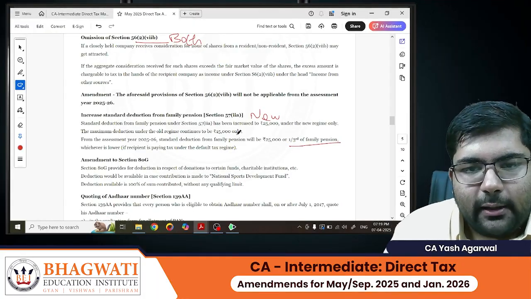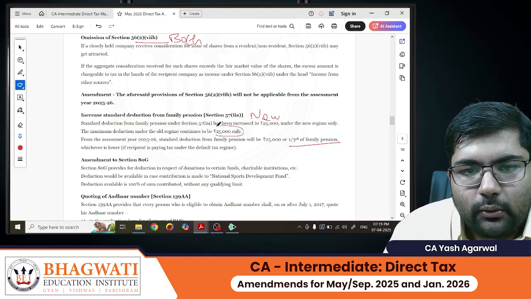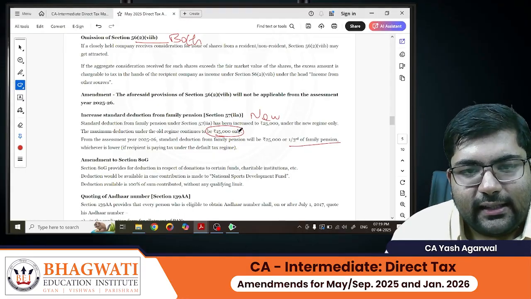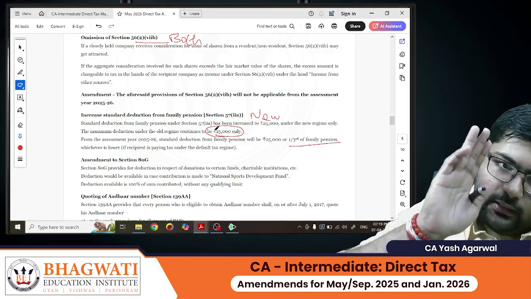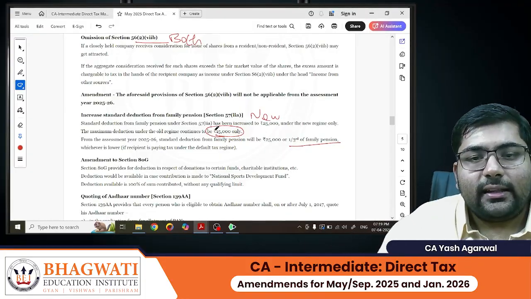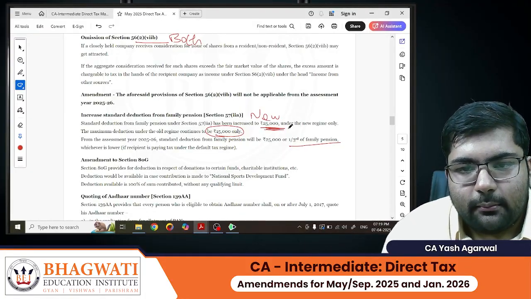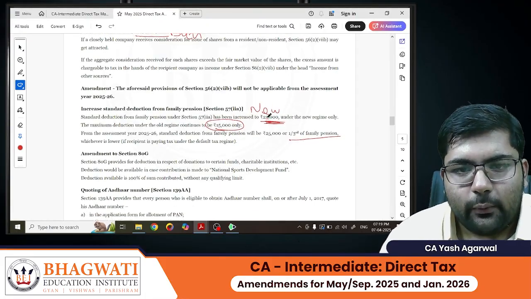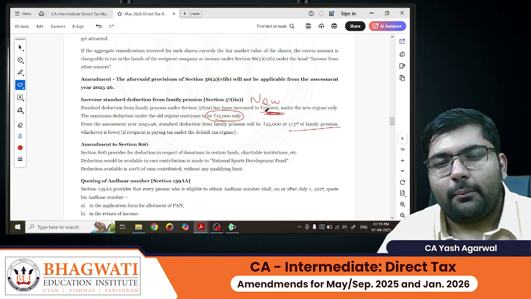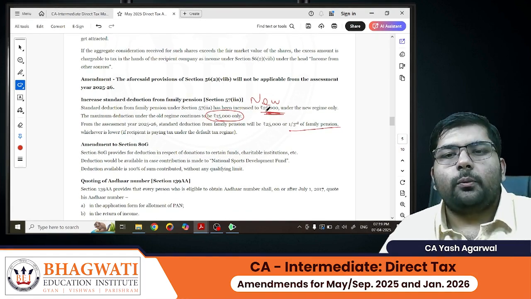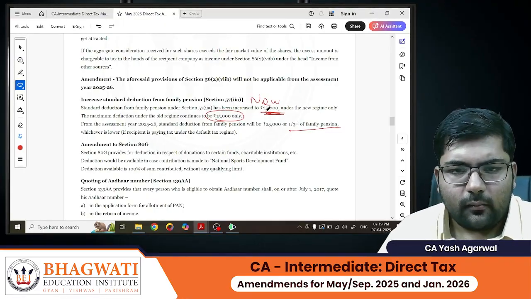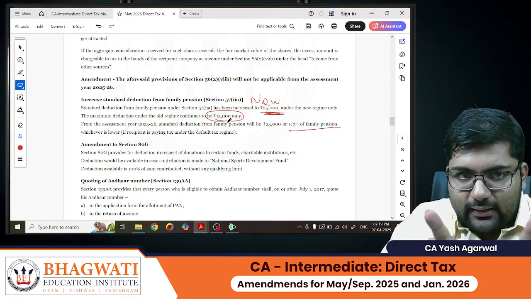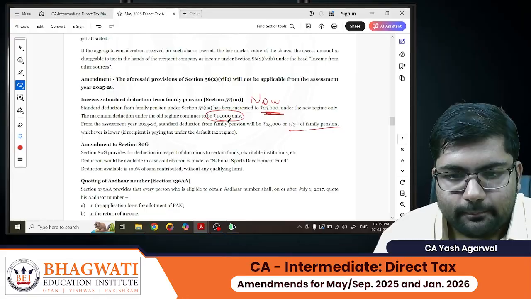The maximum monetary limit of this used to be 15,000 rupees for both regimes. However, after this amendment, this limit has been increased. In the old regime it remains as it is, 15,000 rupees. It has been increased to 25,000 rupees under the new regime. Only under the new regime, the default regime, this increment has happened. Okay, 25,000 rupees of standard deduction would be available from family pension. One third of the family pension or rupees 25,000, whichever is lower, under the new regime; one third or 15,000, whichever is lower, under the old regime. There is a difference in regimes here, so both provisions have to be known by you.